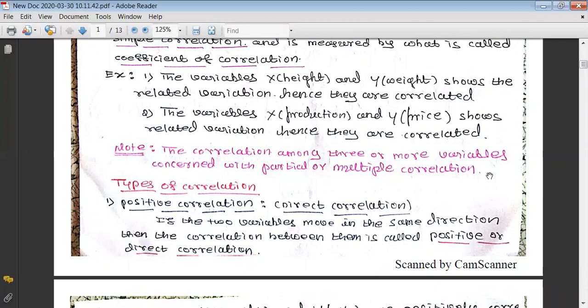And if we consider the correlation among two, three or more variables, then such a correlation is either partial correlation or multiple correlation, based on the interest of the study. That's why we say that correlation among three or more variables is concerned with either partial or multiple correlation. But our syllabus is restricted to the study of correlation of only two variables. Means our study is restricted to the simple correlation category.